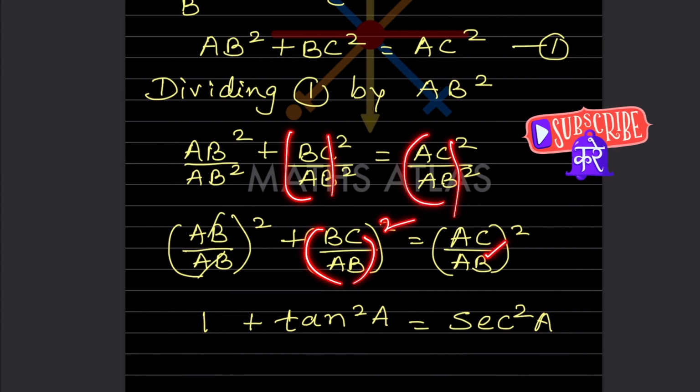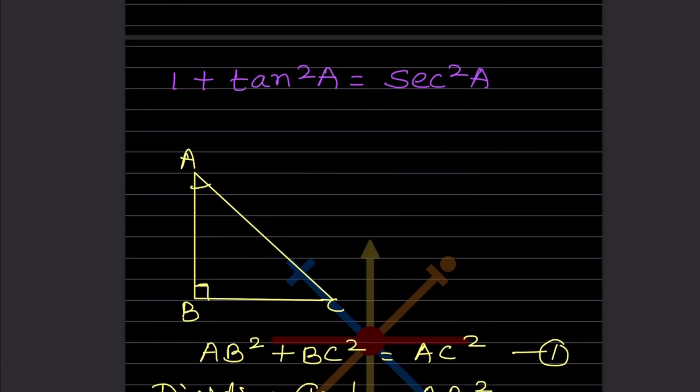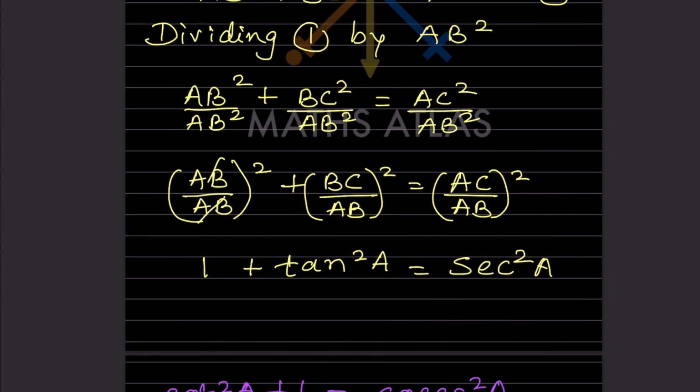Same here. Okay. So now what we can see here, when we cut it, we'll get 1. And BC by AB. Now let us see BC by AB. BC is the opposite and AB is the adjacent side. So where do we get opposite by adjacent? That is tan theta, in place of this. So we can write for this part tan square A, because this is squared.